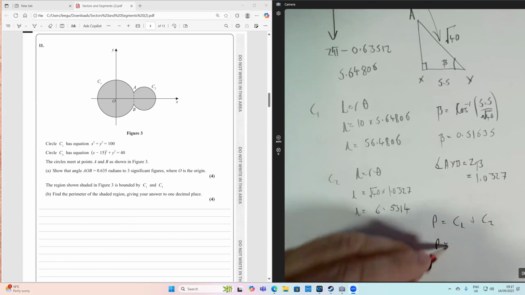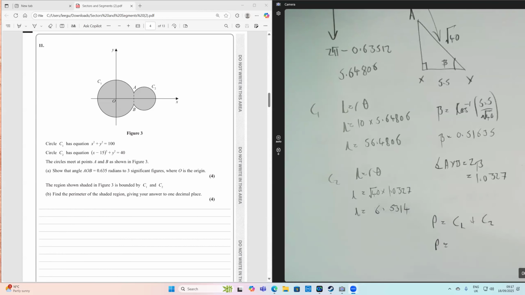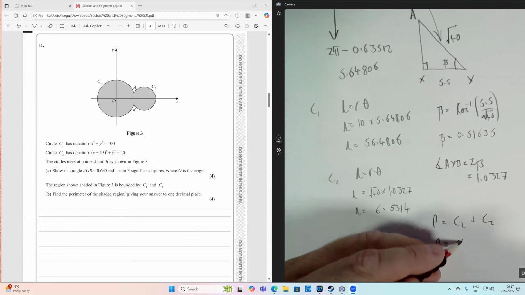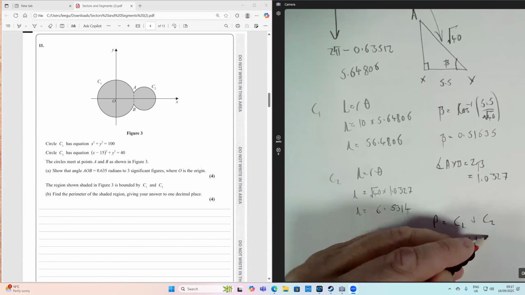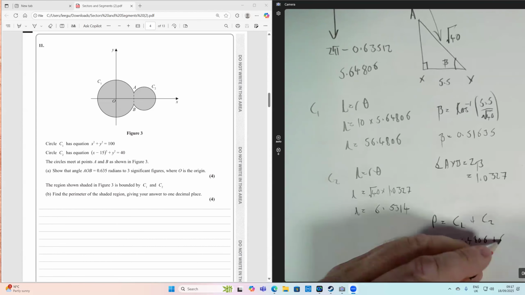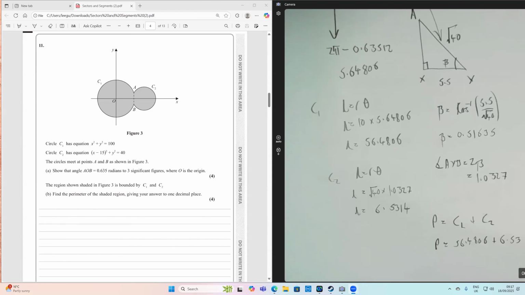So therefore our perimeter is just equal to the circumference of C1 plus the circumference of C2, and that is going to be that we found the perimeter of the first one to be 56.4806, and we've just found this one to be 6.5314. So we add these together, and that's going to be the answer to our question.